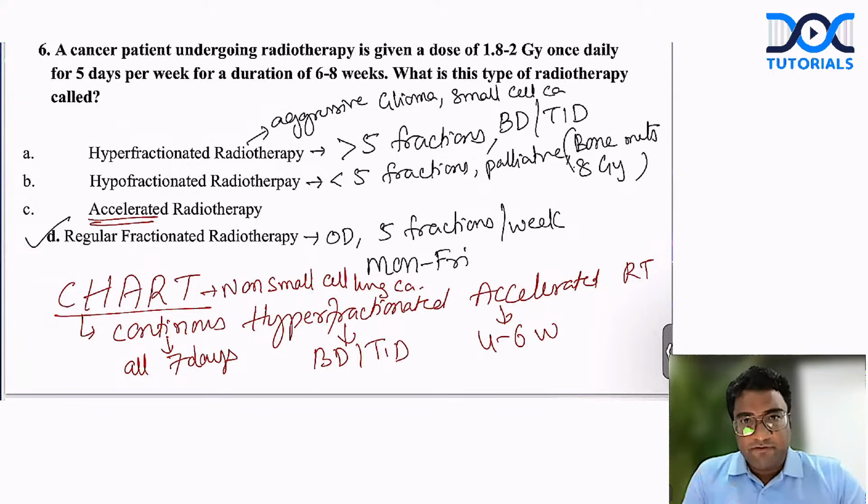Once again, the most regularly done type of radiotherapy, the conventional radiotherapy, the regular radiotherapy is 5 fractions per week, Monday to Friday, once daily dose. This is the regular or fractionated radiotherapy. Hyper means more than 5 fractions. When you give BD or TID doses, that is hyperfractionated, given for aggressive tumors like small cell lung cancer or aggressive glioma. Hypofractionated is less than 5 fractions. That is done for palliative radiotherapy, that is for bone metastasis. Accelerated radiotherapy is used in CHART regimen, continuous hyperfractionated accelerated radiotherapy. This is for non-small cell lung cancer.